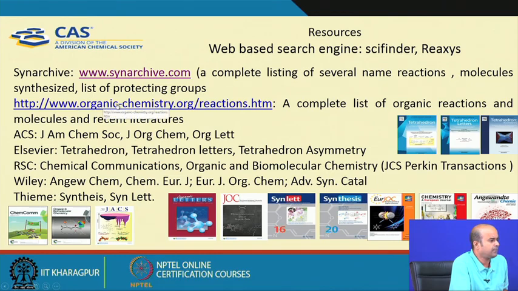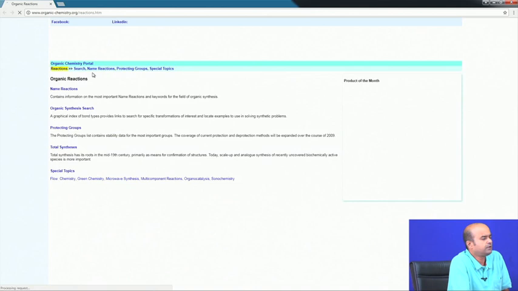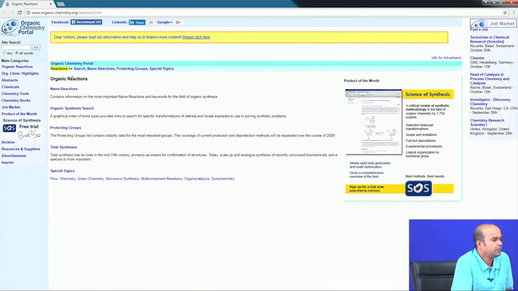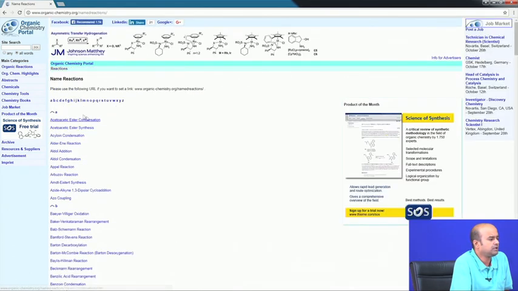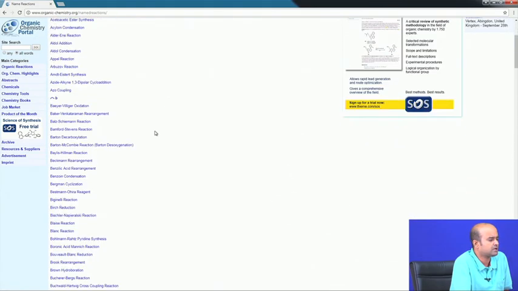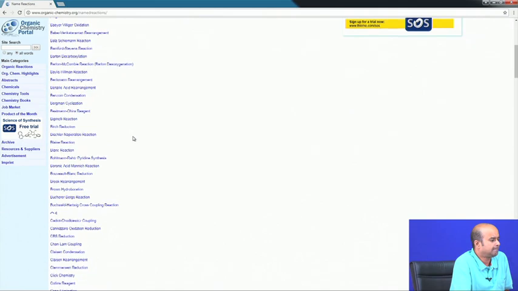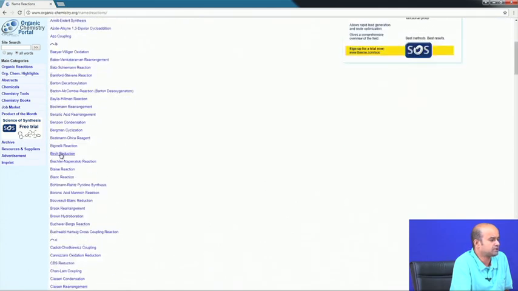Sometimes this also helps, it is called organic chemistry or organic reactions. This portal is a good thing, which basically gives you a series of organic name reactions. Starting from alphabetically, you can access a series of name reactions. And let us say we talked about Birch reduction. At the Birch reduction, you can just click it.